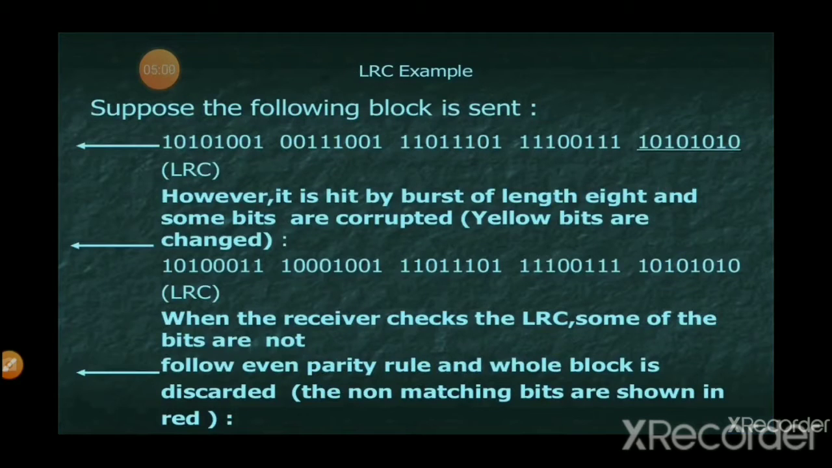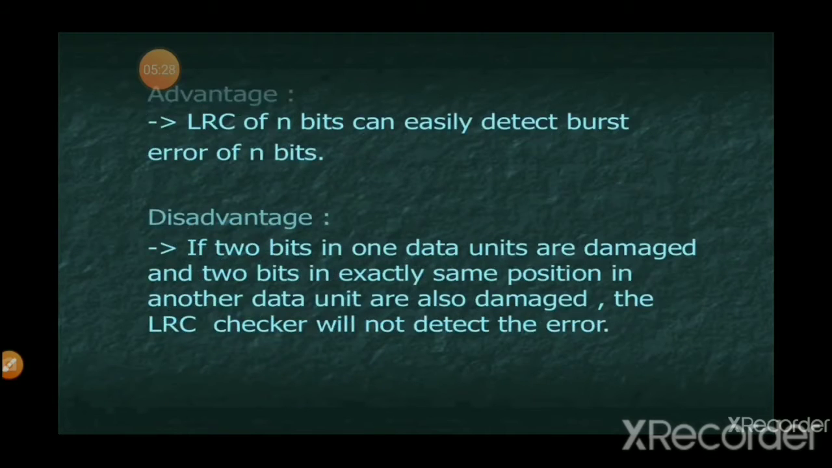LRC example. Suppose the following block is sent. However, it is hit by a burst of length 8 and some bits are corrupted. When the receiver checks the LRC, some of the bits do not follow the even parity rule and the whole block is discarded. The non-matching bits are shown in one color. LRC of n bits can easily detect a burst error of n bits.